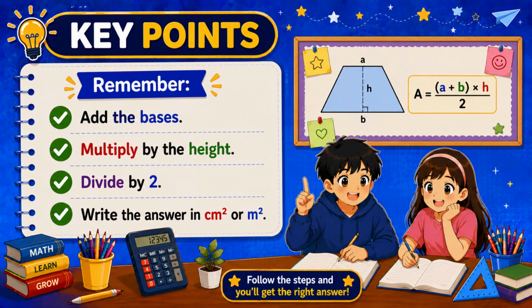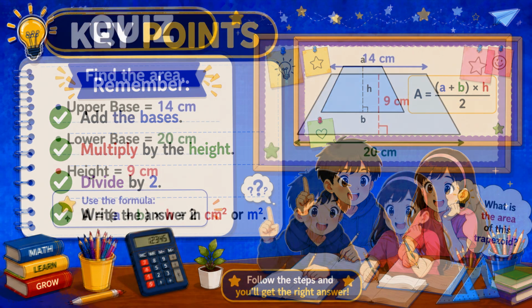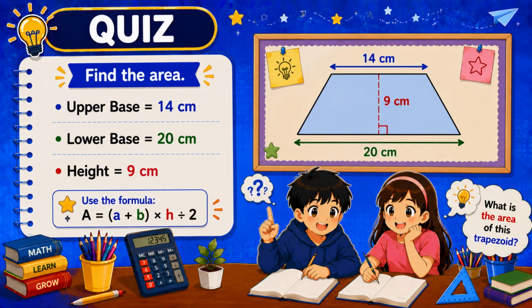Remember, only the two bases and the height are used. Always divide by 2 and write the correct square unit. These 4 easy steps will help you solve any trapezoid area problem. Try solving this on your own before checking the answer.